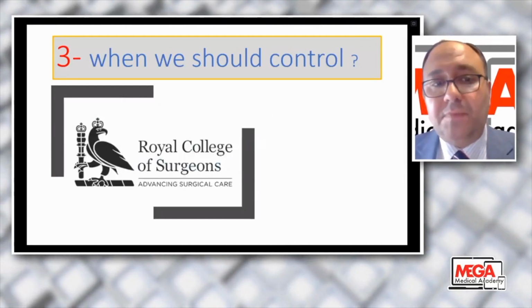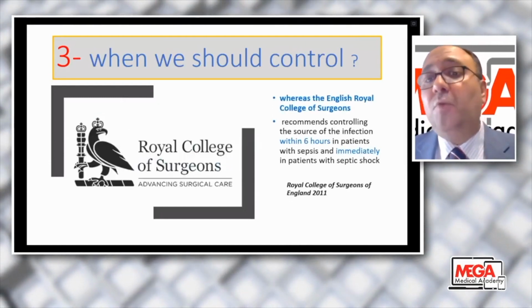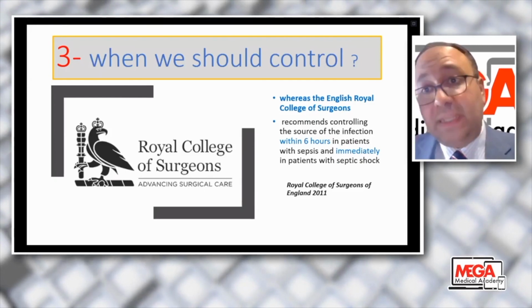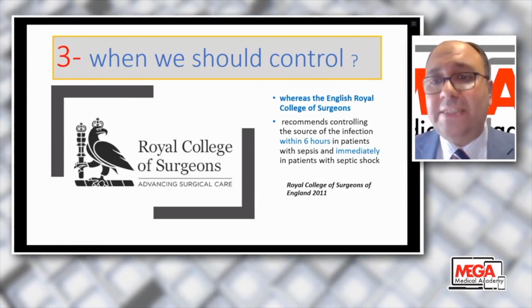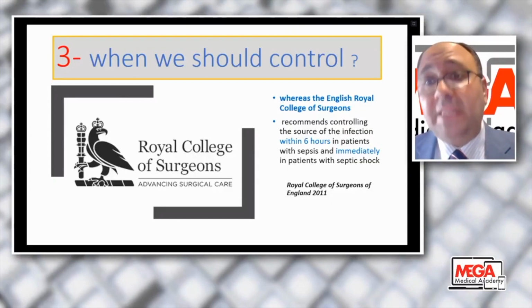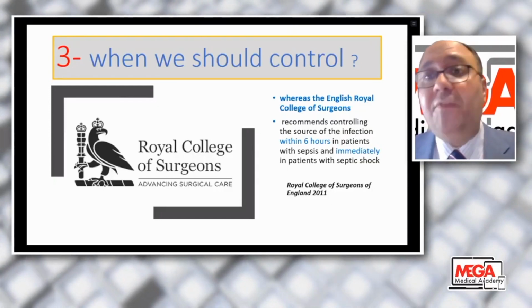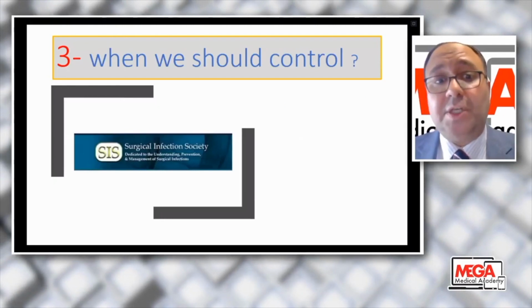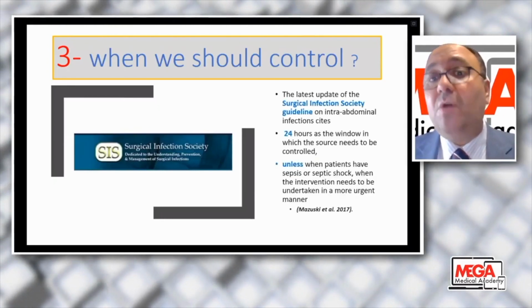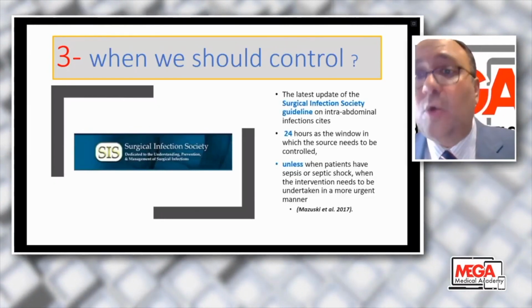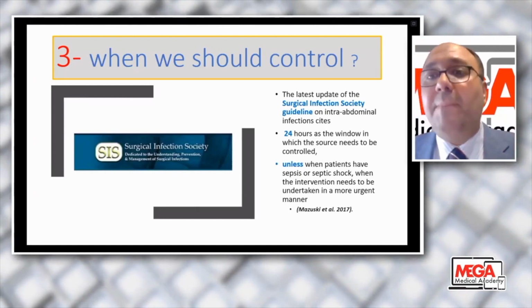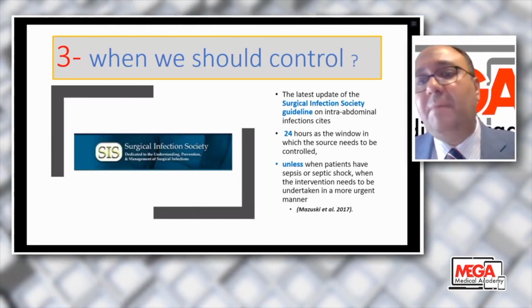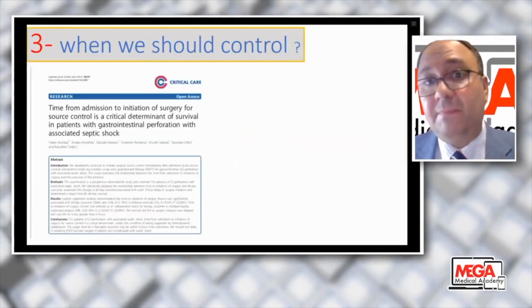The Royal College of Surgeons recommends, for abdominal sepsis, controlling the abdominal infection within 6 hours, or immediately pushing the patient to the OR if he is in septic shock. The SIS, or Surgical Infection Society, recommends for abdominal sepsis a time window of up to 24 hours, but again, immediately push the patient if the patient is in septic shock.